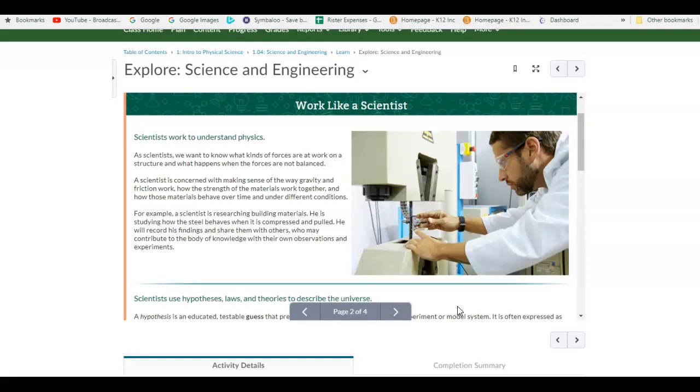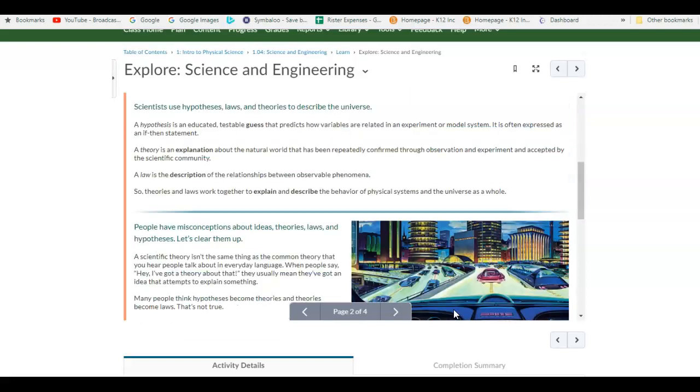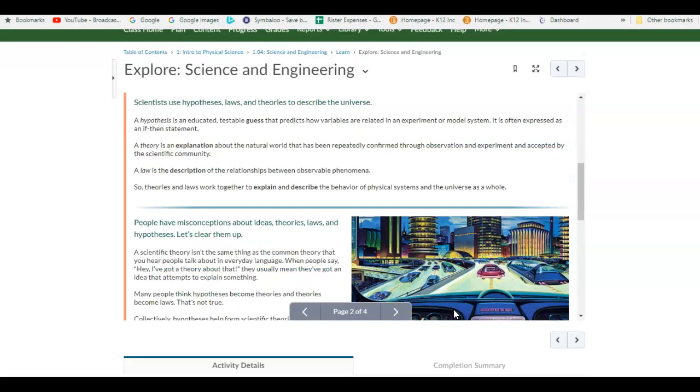As scientists, we want to know what kinds of forces are at work on structures and what happens when the forces are not balanced. A scientist is concerned with making sense of the way gravity and friction work, how the strength of materials work together, and how those materials behave over time and under different conditions. For example, a scientist is researching building materials. He's studying how the steel behaves when it is compressed and pulled. He will record his findings and share them with others who may contribute to the body of knowledge with their own observations and experiments.